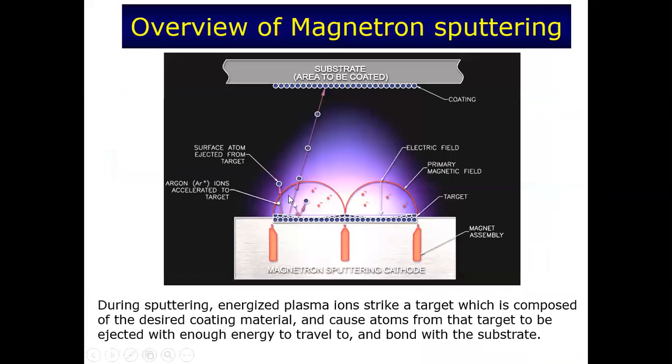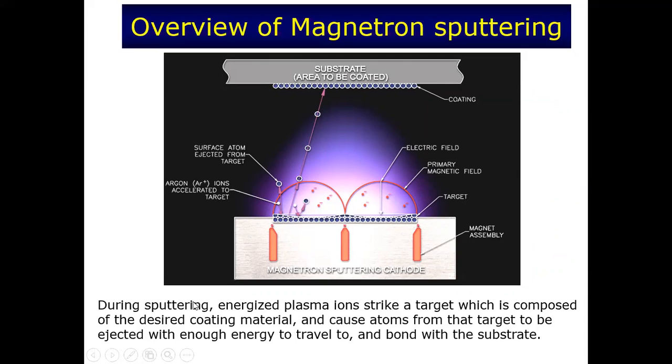Once you have these argon ions, they will be attracted to the negatively charged target. So you have acceleration of the argon ions onto the target surface. For example, in this particular case, this argon ion is accelerated towards the surface of the target. Once it hits the target material, it will eject an atom out from the target. So this is the conversion from solid to gaseous phase.